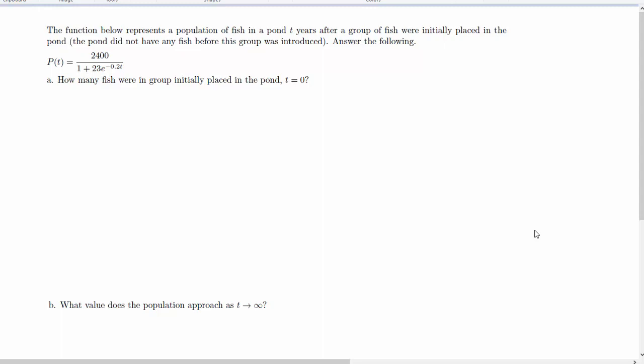Let's review together the following problem. The function below represents a population of fish in a pond t years after a group of fish were initially placed in the pond. What we want now is to answer the following questions. First of all, what happens at the beginning of this population at time 0? How many fish were in the group initially?